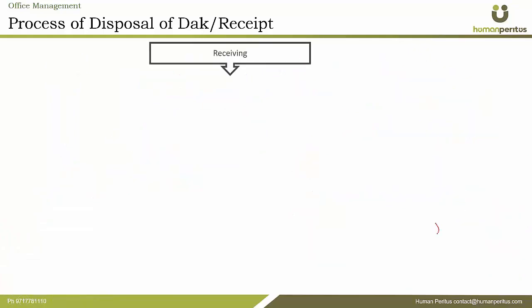So let us understand the process now. I have told you the main responsible unit involved in the process, which is the Central Registry Unit, CRU. Now we will be reading what it does. First step is receiving of the dak. The dak is received maybe during the office hours, or outside the office hours.